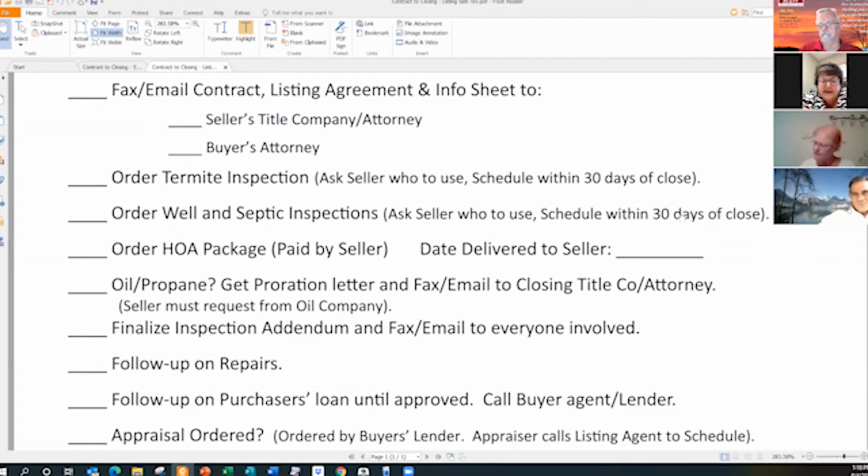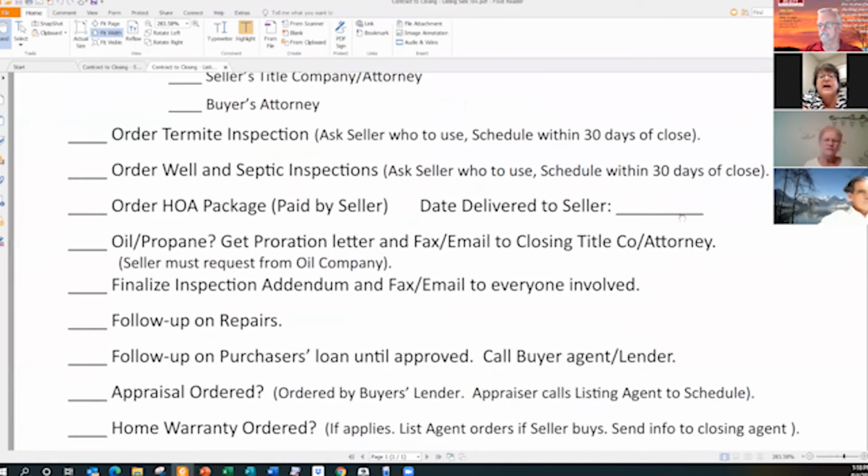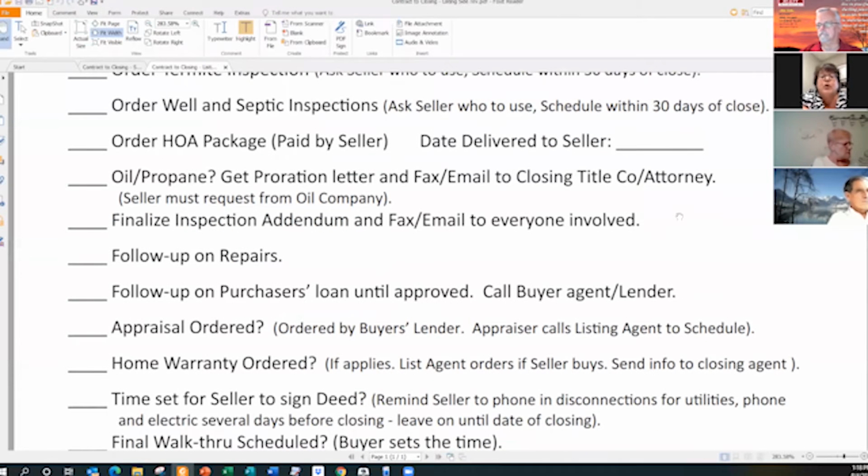All right, the next item on the list is referring to oil and propane. Per our contract, that's one of the costs that is prorated at closing if the seller wants to do that. So you would need to get your seller to contact the oil company. They do their measuring. They send a letter that says there's this many dollars worth of oil or propane, and the buyer is charged for that, and the seller is credited at closing. So that once again, all that gets sent to the closing attorneys.